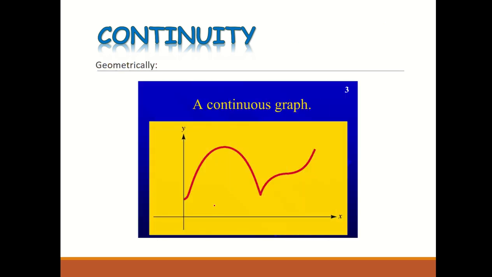Now there's a very clear example here. This is an example of a continuous function or continuous graph. You trace this graph, something like this, and you do not lift up the pen, you're just tracing it. So this is an example of a continuous function or continuous graph.